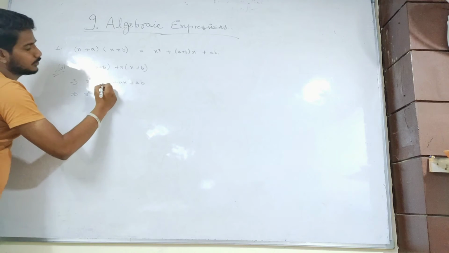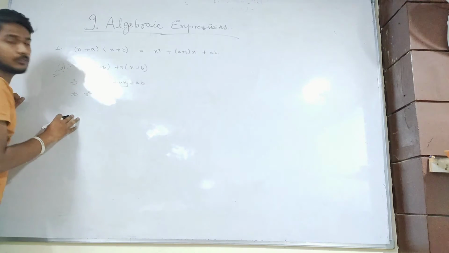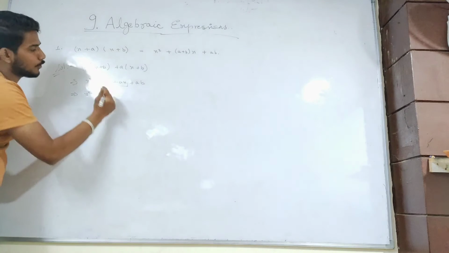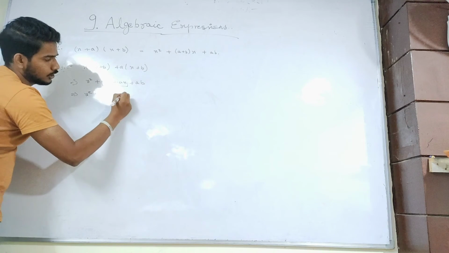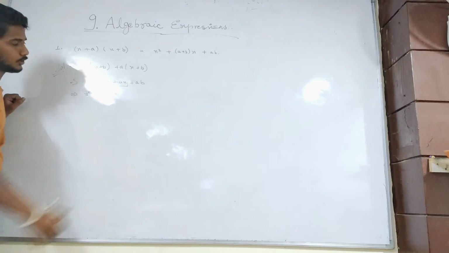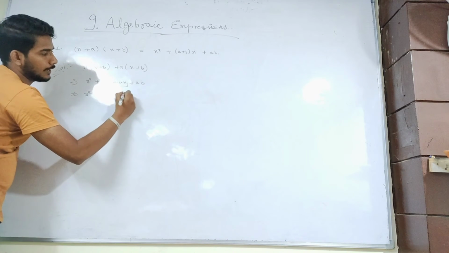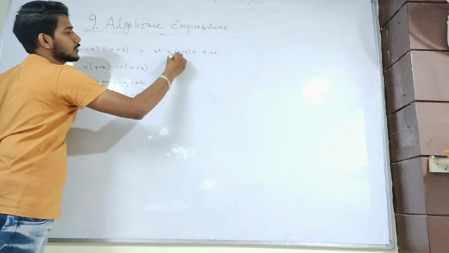x square. From these two terms we will take x common, so it will become a plus b in bracket times x. You can put x here also, both are correct. So I will go with this term and plus ab. It is a direct solution we can use here.